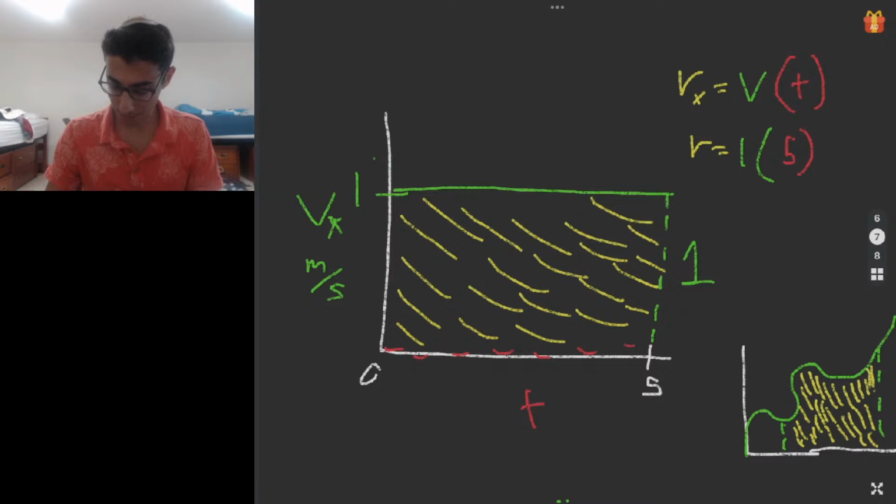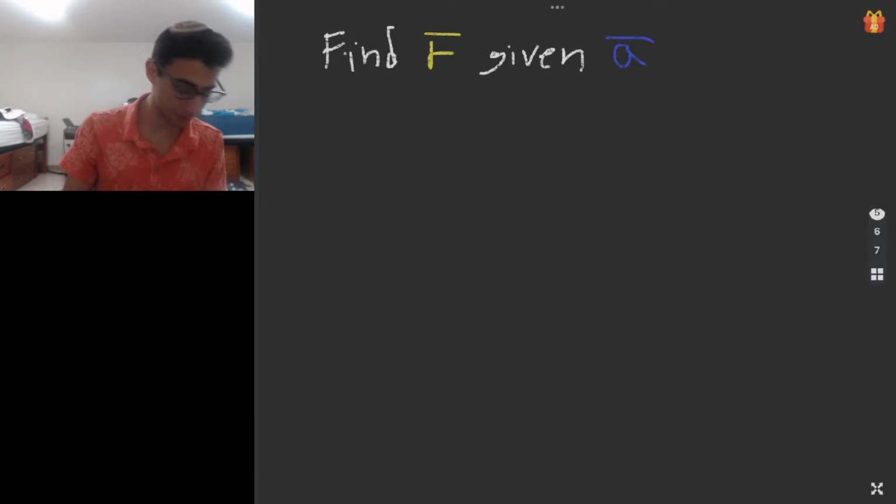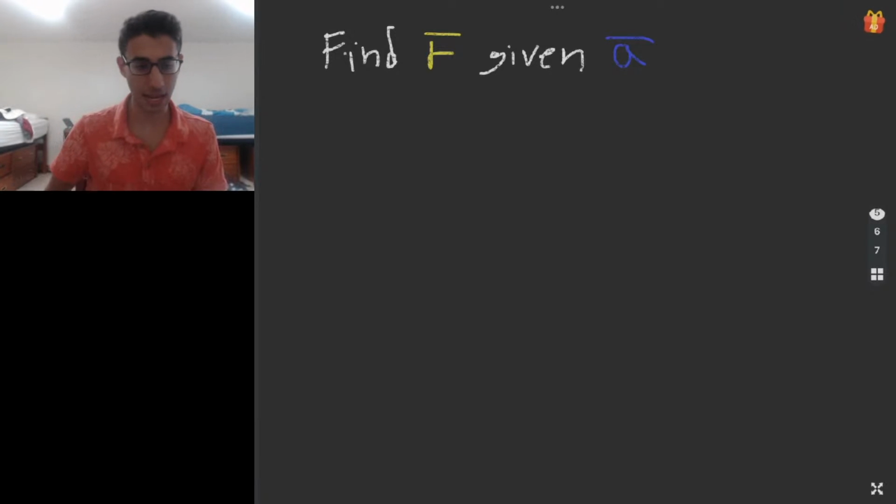So using all this information, if we go back to our original question, find position based on acceleration. The first thing we would want to do is find velocity based on acceleration, and then find position based on velocity. And since the derivative of velocity is acceleration, the integral of acceleration between 2 points will be velocity. The integral is the antiderivative.